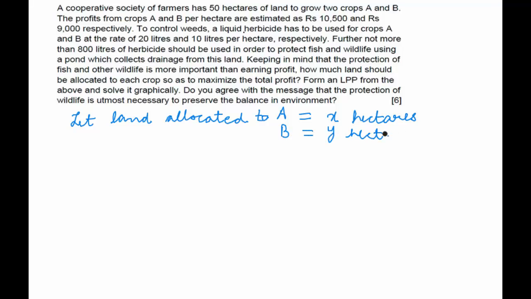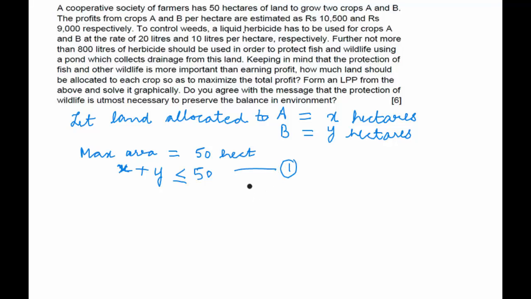So the first equation that we are going to form talks about the maximum area, which is 50 hectares. So we say that x plus y should be less than or equal to 50. We call it equation number 1.